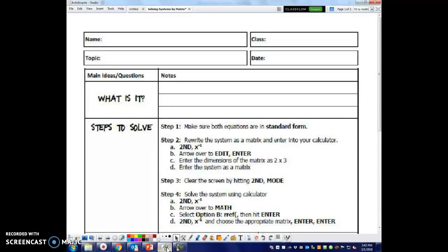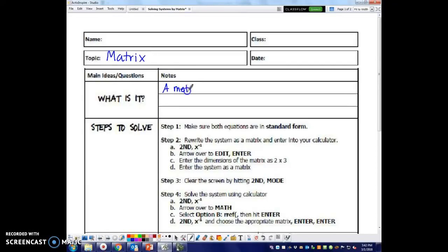You ready for this? First off, again, put your name on your paper. The topic today is matrix. Kind of like the movie. Okay, so what is it?